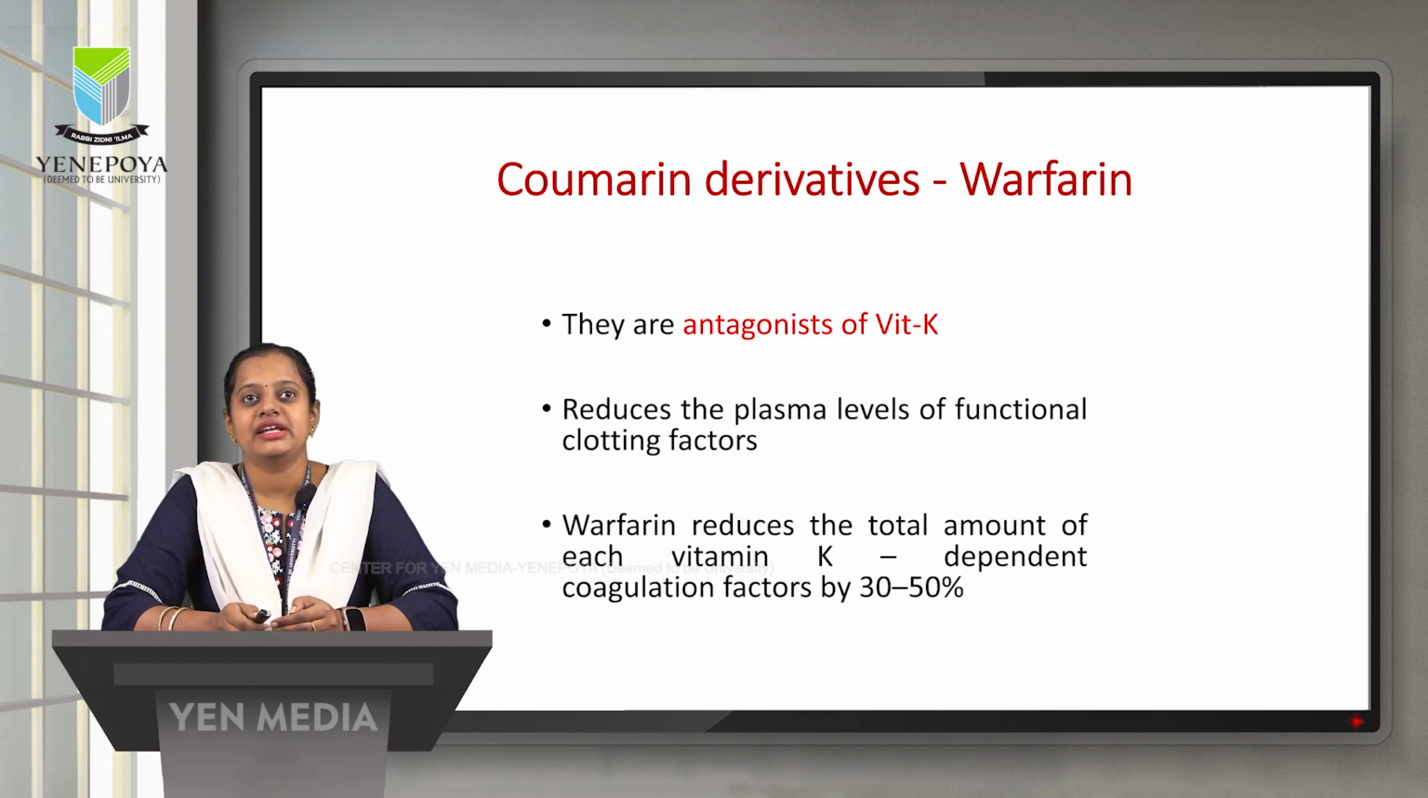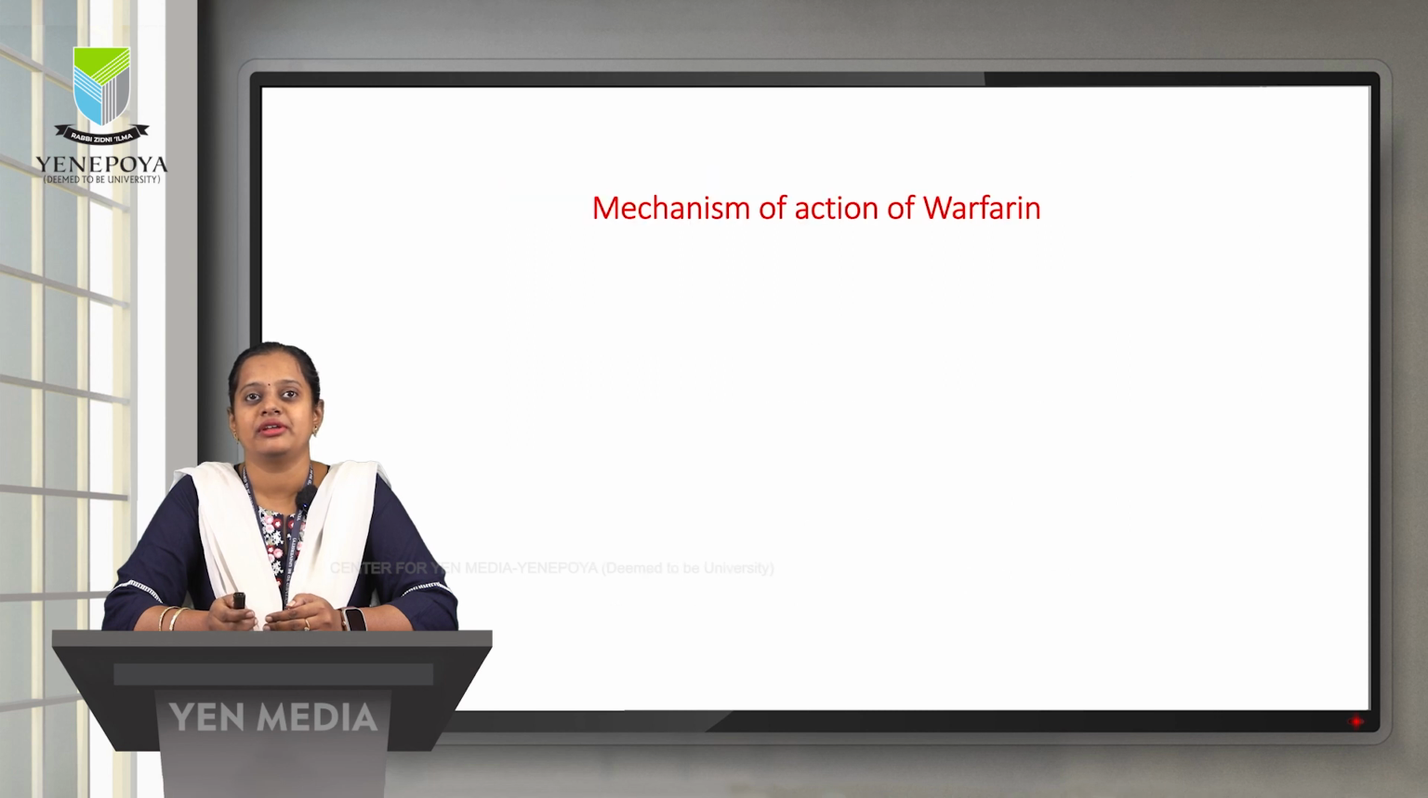Warfarin and other coumarin derivatives are antagonists of vitamin K, and hence they reduce the plasma levels of functional blood clotting factors. Warfarin especially will reduce the total amount of vitamin K dependent coagulation factors by 30 to 50%. So 50% of the factors will be reduced, and only 50% will be available for blood clotting.